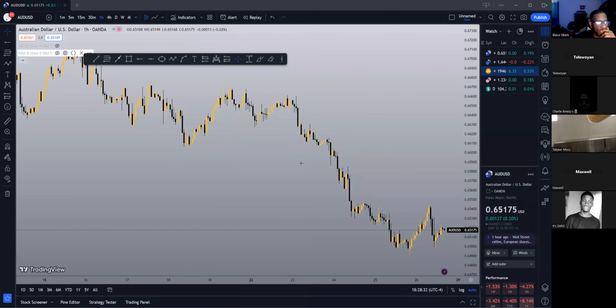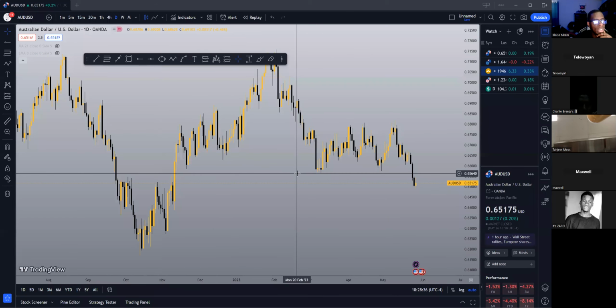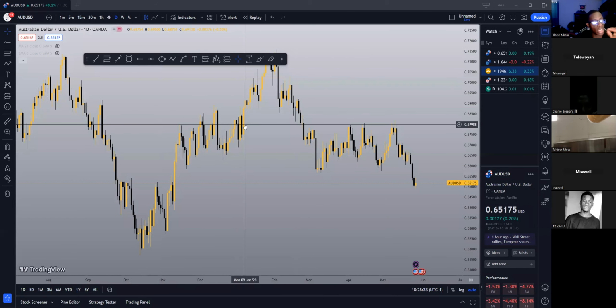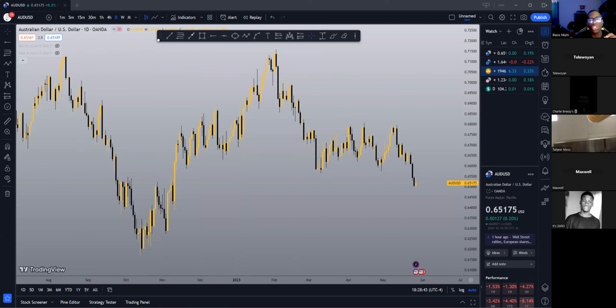Let me turn off my moving averages so I don't get confused. I like starting my support and resistance lines on the daily time frame, and mine are color coded so I know which time frame has my support and which has my resistance. The higher the time frame, the stronger the support and the resistance. The lower the time frame, the weaker the support and the resistance.